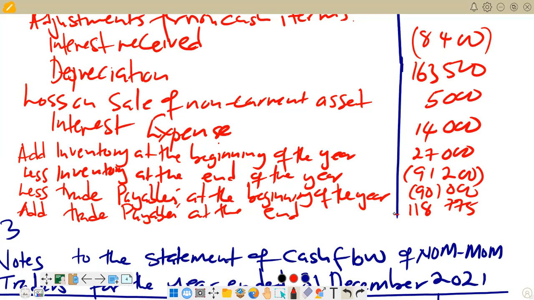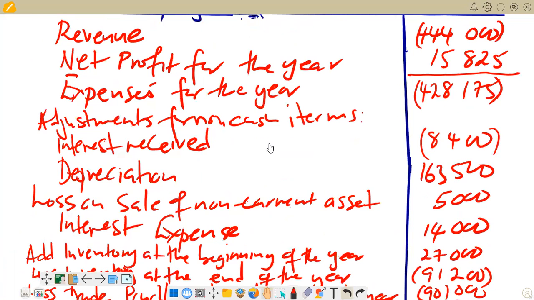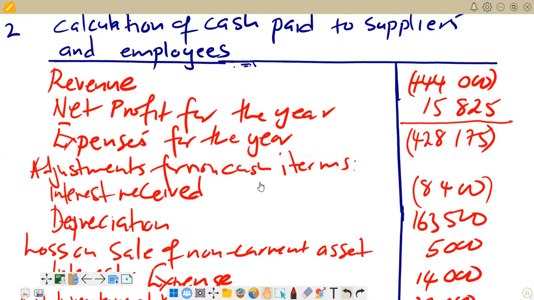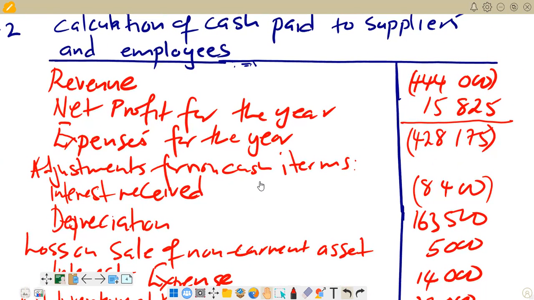Then having done that, now we can make our calculation to find the final figure. And the final figure represents the cash paid to suppliers and employees. We are making the calculation from the top. We are starting from 444,000 as a negative. We add 15,825. Then we got 428,175 as a negative.